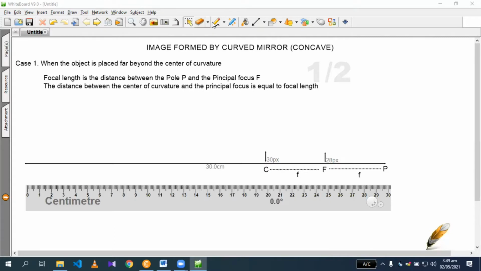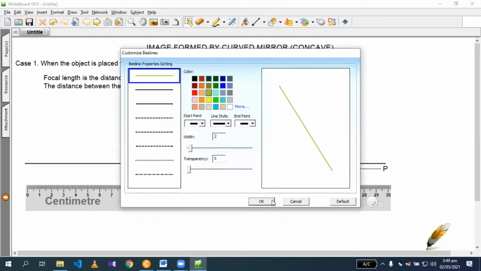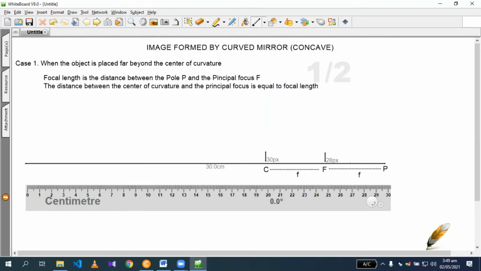Let me quickly make a reference to all what I've said. Looking at this, this is the principal axis. Now, this point here is the principal focus, because this is the point where all the light rays converge in a concave mirror. A concave mirror is a converging mirror, so it converges all the rays. So all the rays of light that hit the concave mirror will converge at this principal focus.